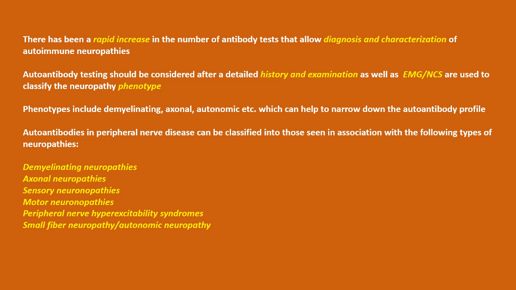used to classify the neuropathy phenotype. Phenotypes include demyelinating, axonal, autonomic, etc., which help to narrow down the autoantibody profile. Autoantibodies used in peripheral nerve disease can be classified into those seen in association with the following types of neuropathy: demyelinating, axonal, sensory neuronopathies, motor neuronopathies, peripheral nerve hyperexcitability syndromes, as well as small fiber and autonomic neuropathy.